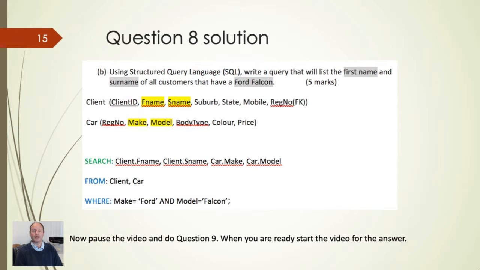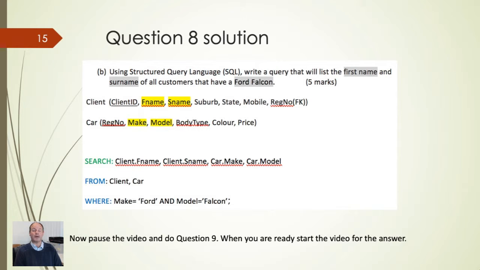The question is in 2 parts. The first asks for the purpose of the reg number field. In the car relation, this is the primary key, used to identify each tuple. It is the foreign key in the customer relation that establishes a relationship between the car and customer entity.